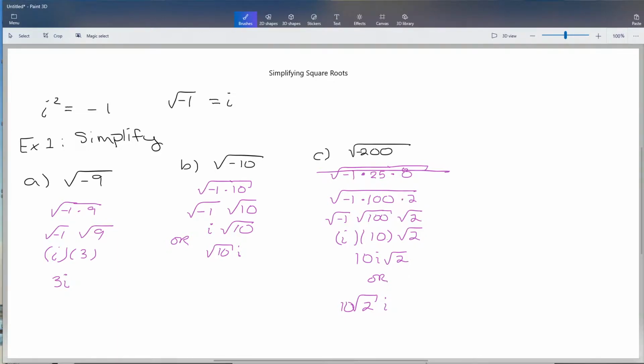So now we've seen how to simplify square roots with positive numbers, and we've seen how to simplify square roots with negative numbers. In the last video, we'll talk about why we need to simplify these square roots and what's leading us to this. So I will see you guys there.